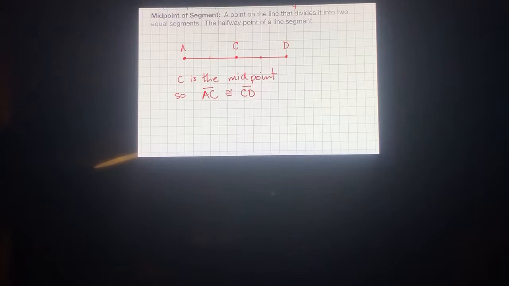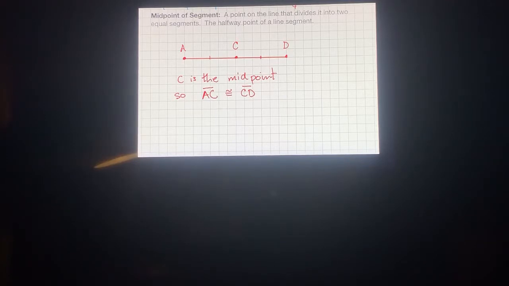Continuing with segments, this time I'm going to be addressing the midpoint of a segment. The midpoint of a segment is a point on the line that divides it into two equal segments. So it's the halfway point of a line segment. Okay, so that's the midpoint of a segment.